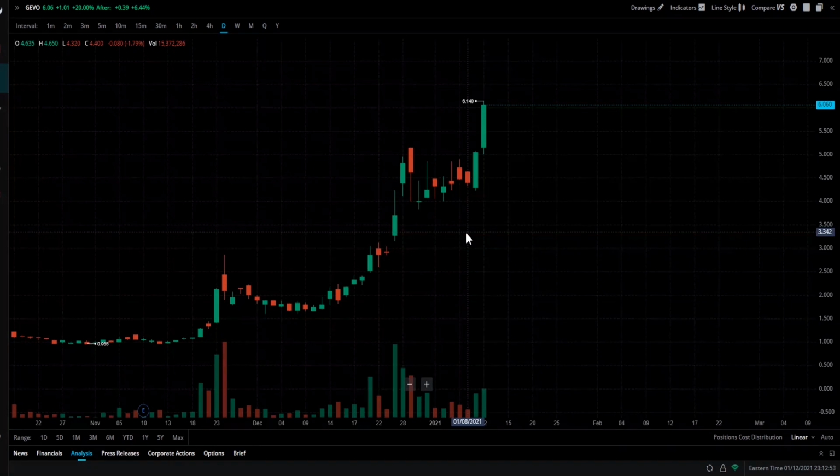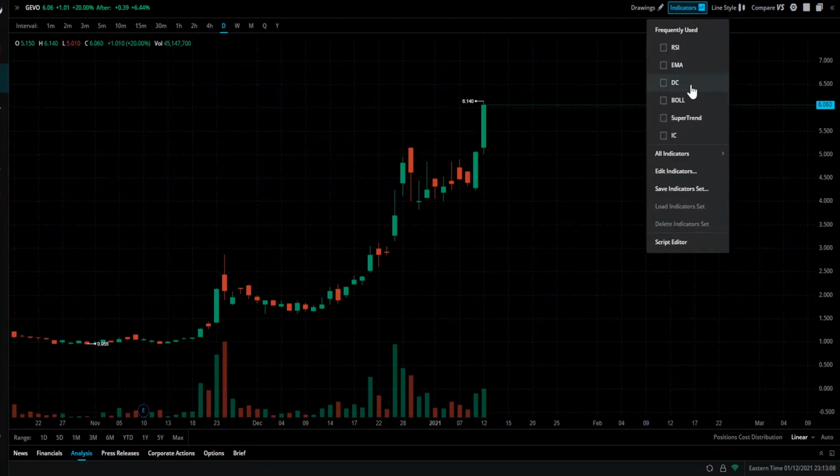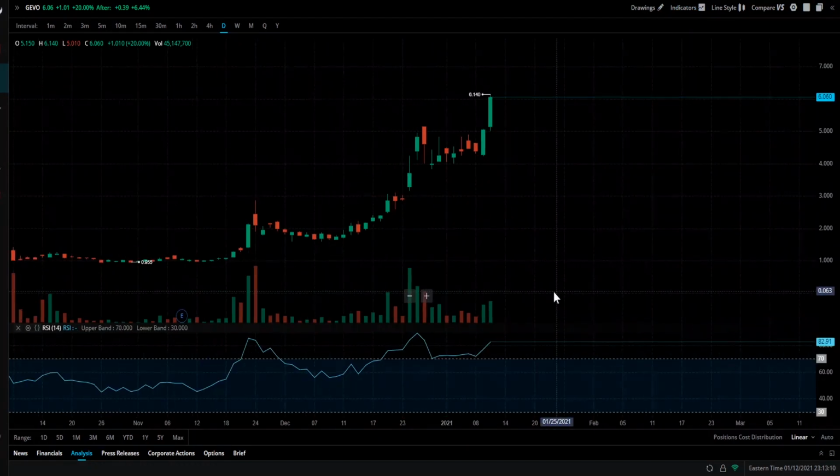On the weekly and the daily, nothing has really changed since the last video. Everything is still bullish and we are still pushing the upper bands of the DC and the Bollinger Bands. Also, the RSI is getting deeper in the overbought range.